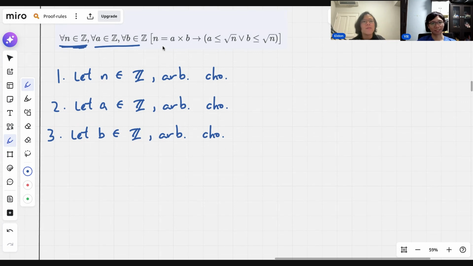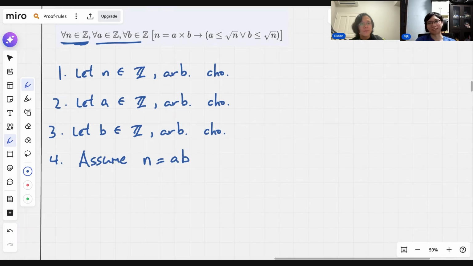So let's keep going. What we now need to do is say, assuming that n is equal to a times b, we now need to conclude this thing: a is less than or equal to square root n, or b is less than or equal to square root n. So the next line of my proof, I'm still gonna assume n is equal to a times b. Whenever you have an implication, you just assume the front part by default.